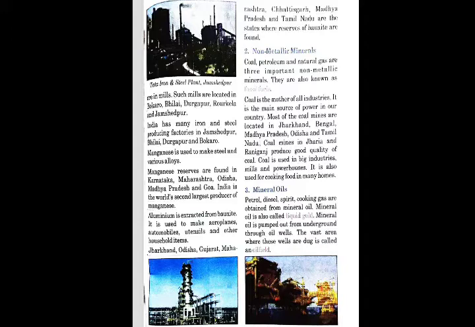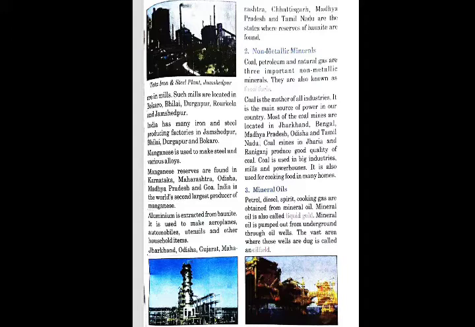Next, manganese. Manganese reserves are found in Karnataka, Maharashtra, Orissa, Madhya Pradesh, and Goa. And India is the world's second largest producer of manganese. Remember it. India is the second largest producer of manganese.